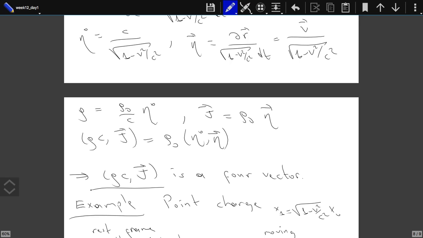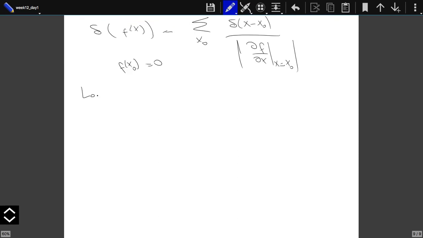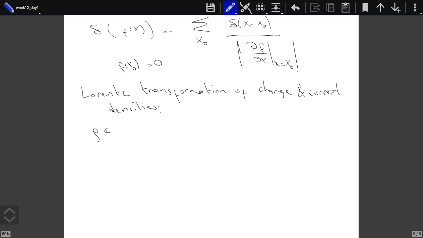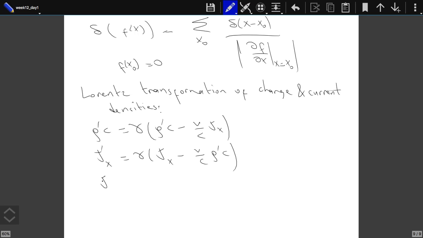Okay, we didn't look at how it transforms, but since we already know that it's a 4-vector, we already know how it transforms. Rho prime C in a new reference frame will be gamma times (rho C minus V over C Jx). J prime x will be gamma times (Jx minus V over C rho C). Jy prime is equal to Jy, Jz prime is equal to Jz. And I chose my x direction as the direction of the velocity of my new reference frame.